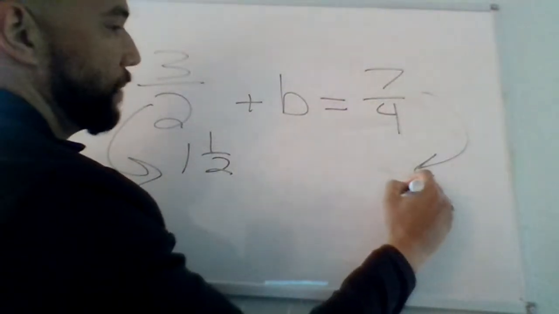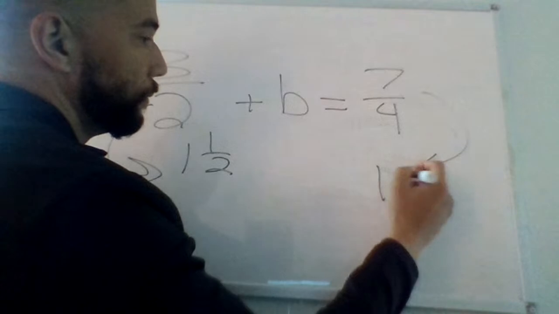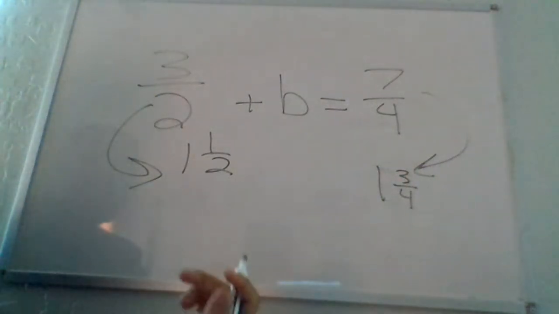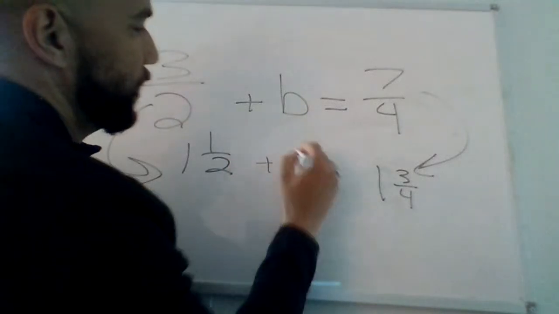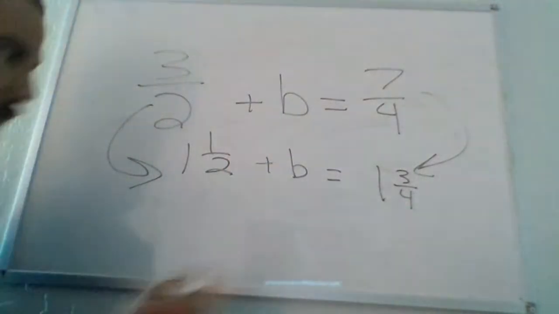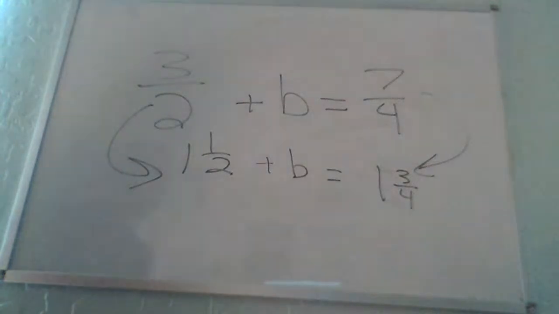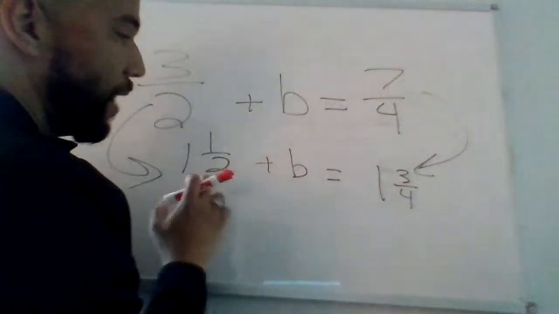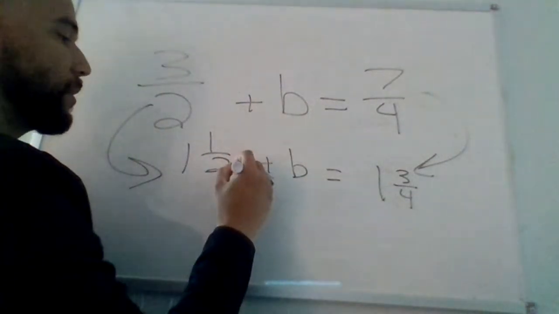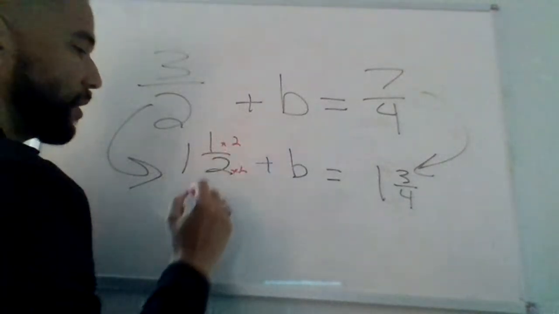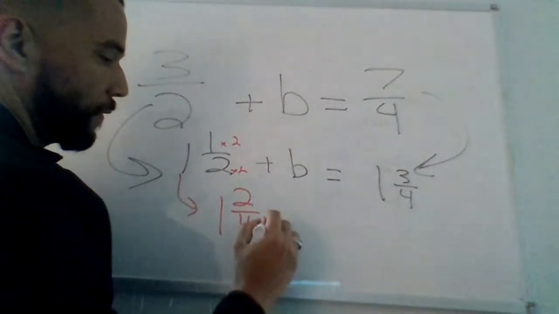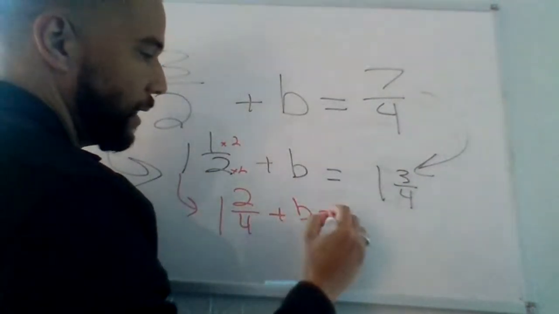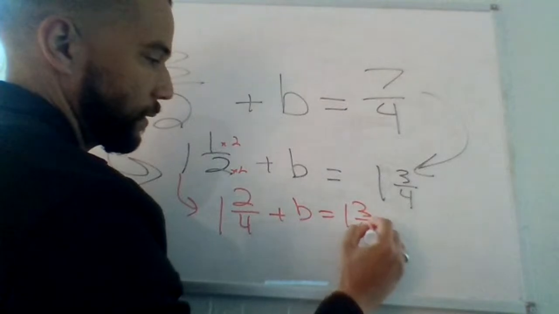This is now going to become 1 whole and 3/4. Same thing. So 1/2 plus b equals 3/4. So how would I work from here? Well, they're still not equivalent, so I need to multiply by 2 to get my other fraction to become equivalent. So now I have 1 2/4 plus b equals 1 3/4.